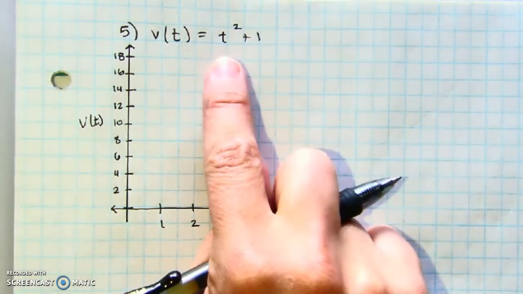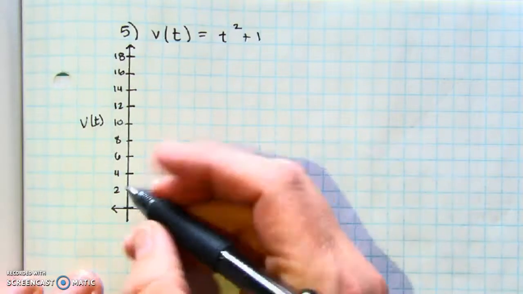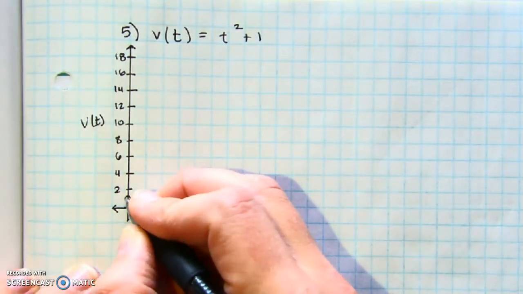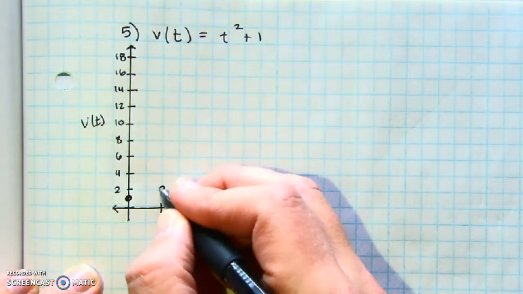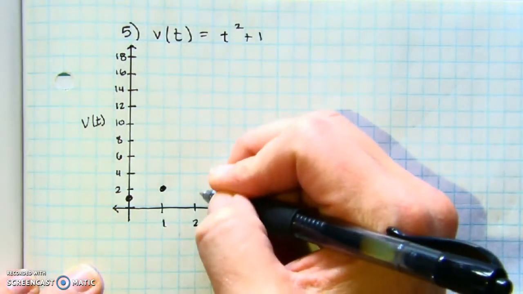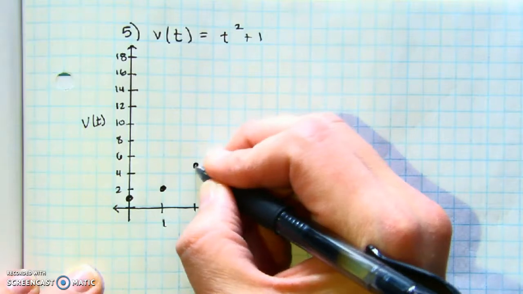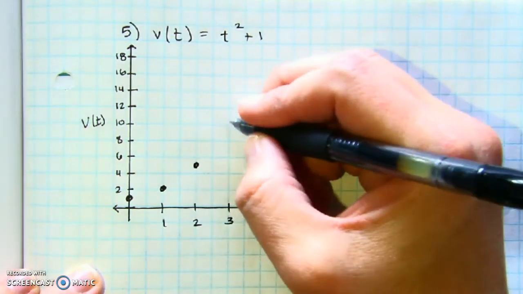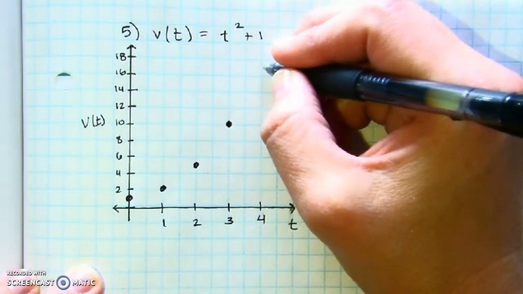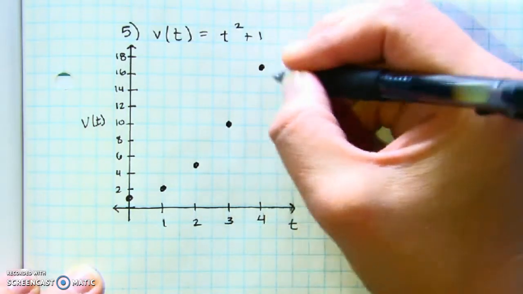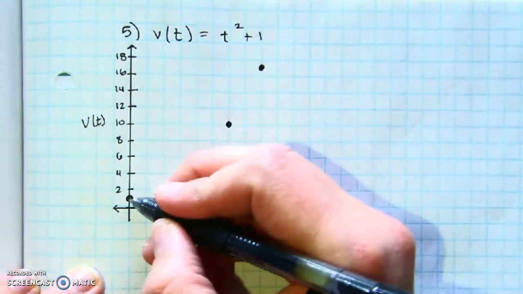All right, let's graph this. So 0 squared plus 1, where it hits the y-axis at 0, 1, and then plug in 1. So 1 squared plus 1 is 2. 2 squared is 4 plus 1 is 5. And 3 squared is 9 plus 1 is 10. 4 squared is 16 plus 1 is 17. So it's our parabola just shifted up 1.